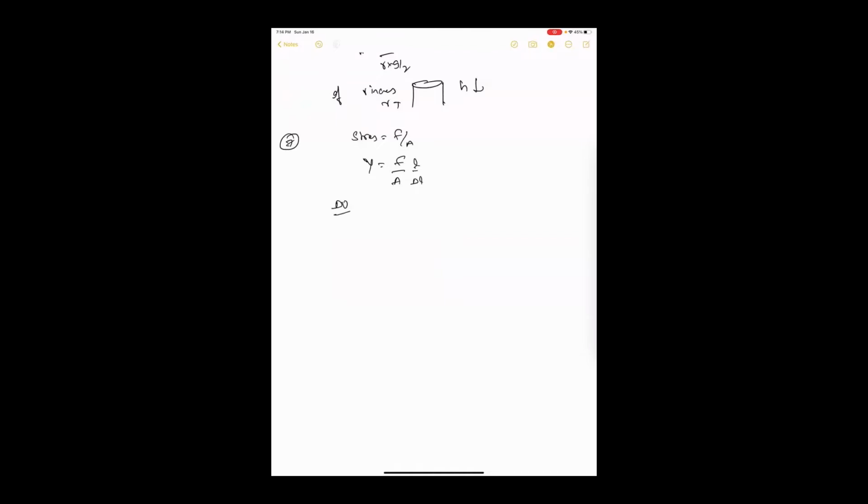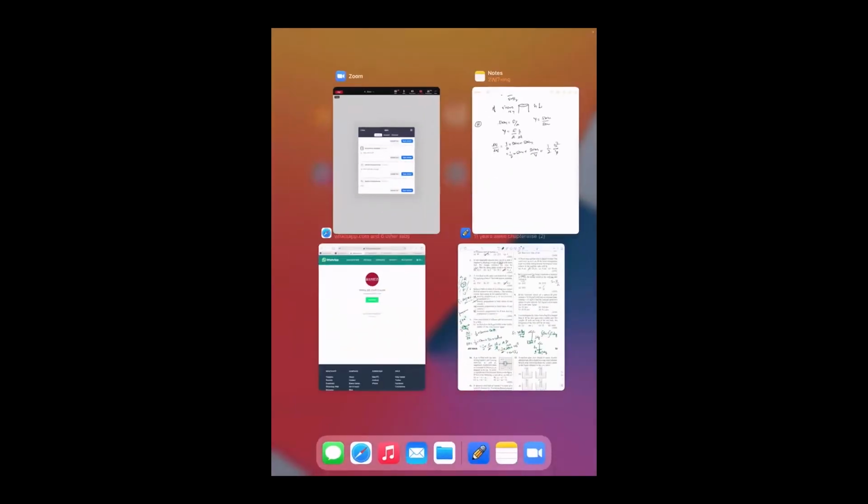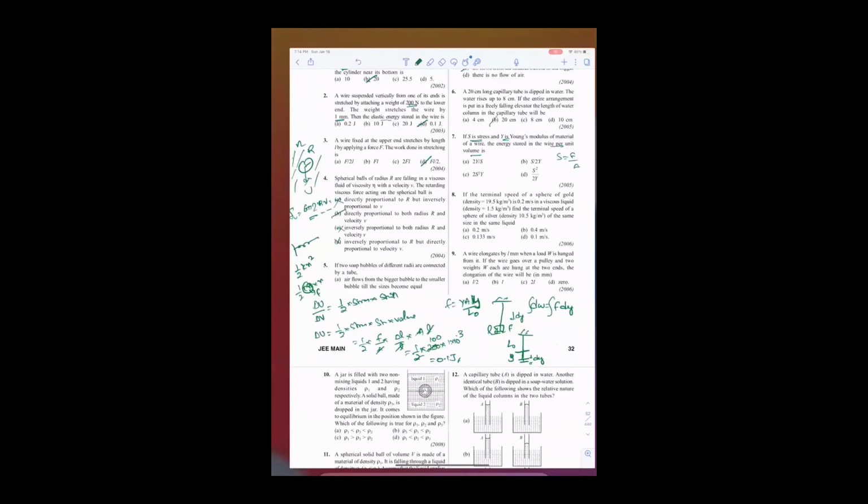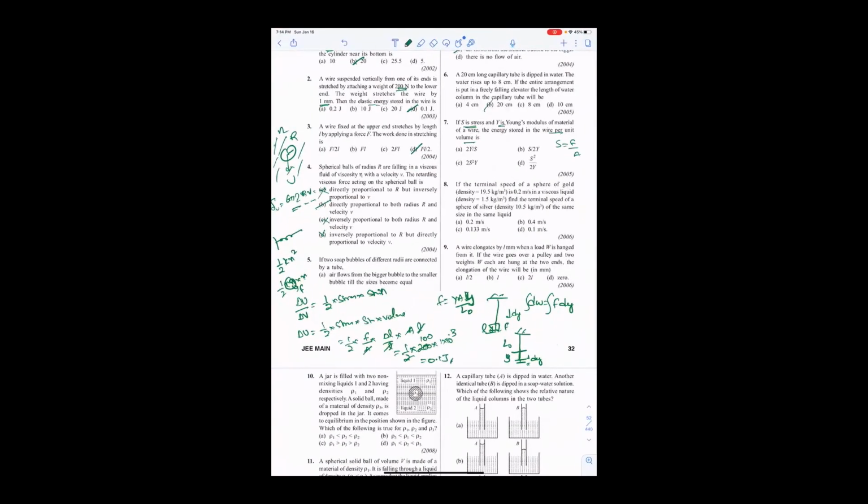Now, energy per unit volume is equal to half stress into strain. Y is equal to stress by strain. So strain is stress by Y, and half into stress into strain is half S square by Y. Half S square by Y. If they give you strain, you do similarly the same way, and you get another answer, half stress into strain. Half S square by Y. Seventh one.